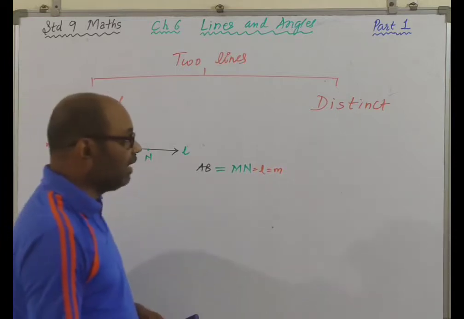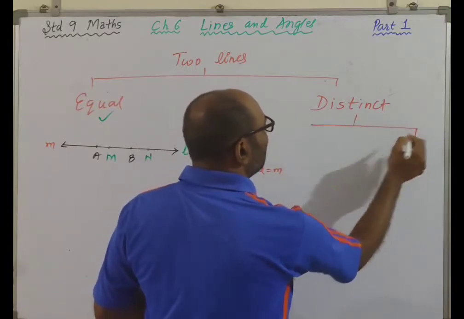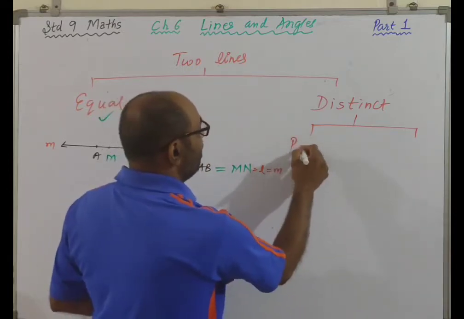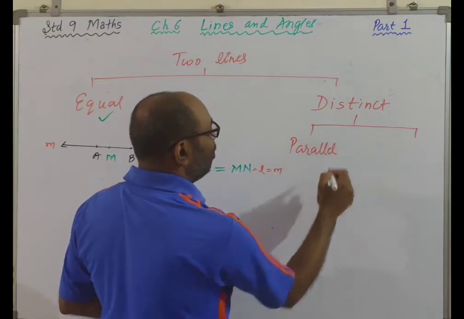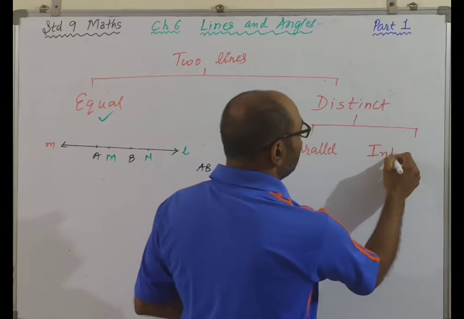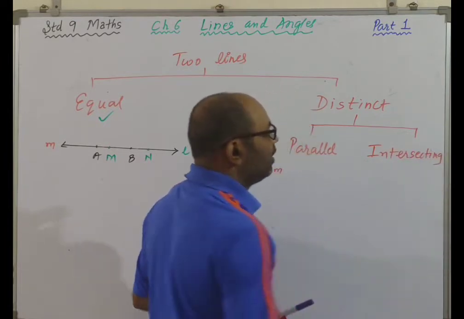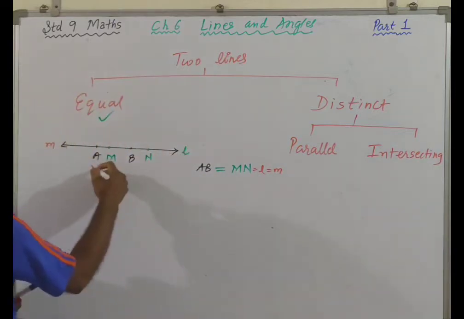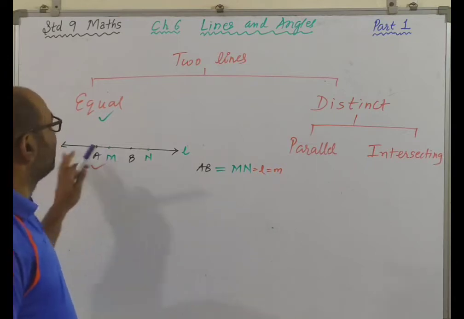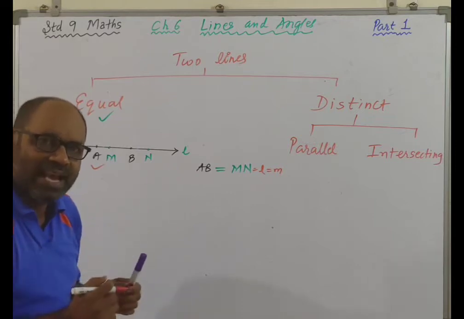Now distinct lines. When are the two lines distinct? There are two situations for two lines to be distinct. One, they are parallel. And second, they are intersecting. Actually, these two equal lines are also intersecting. Line L and line M, they are intersecting, but each and every point of both the lines is one and the same.